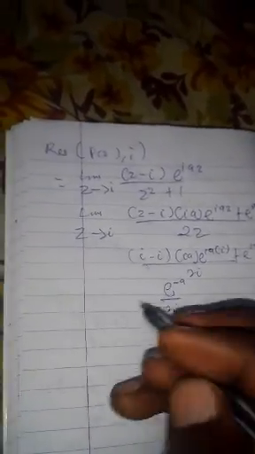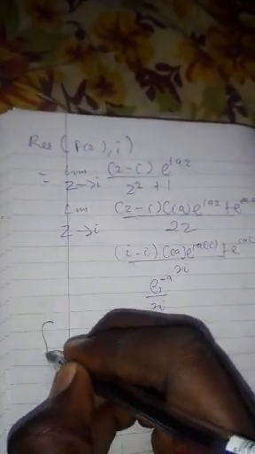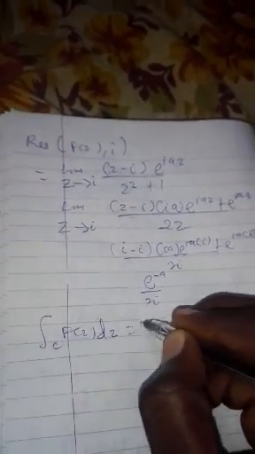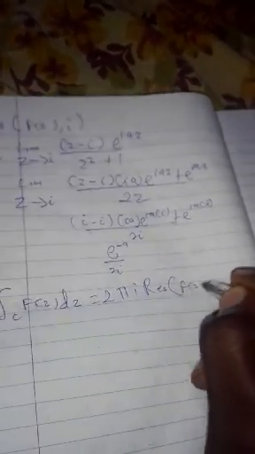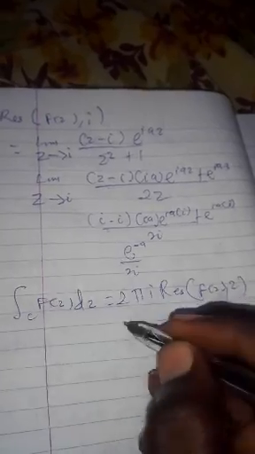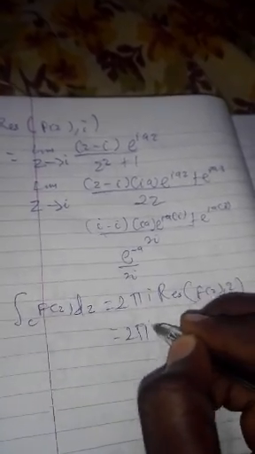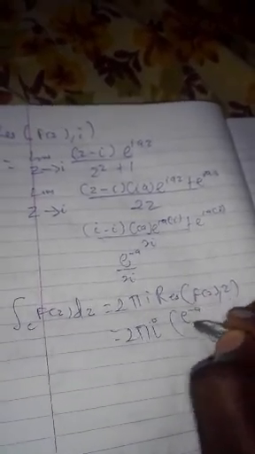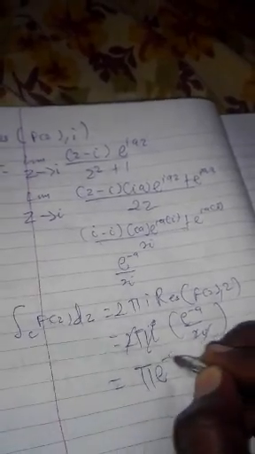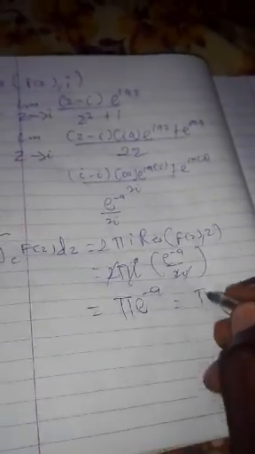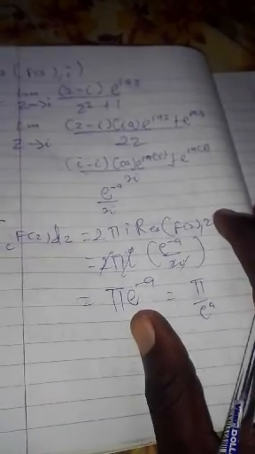Now let me recall that the integral of f(z) dz will give us 2 pi i times the residue of f(z). And since we know the residue, I have 2 pi i multiplied by e raised to the power of minus a over 2i. I cancel i, 2 cancels 2. So I have pi e raised to the power of minus a, which is equal to pi over e raised to the power of a.